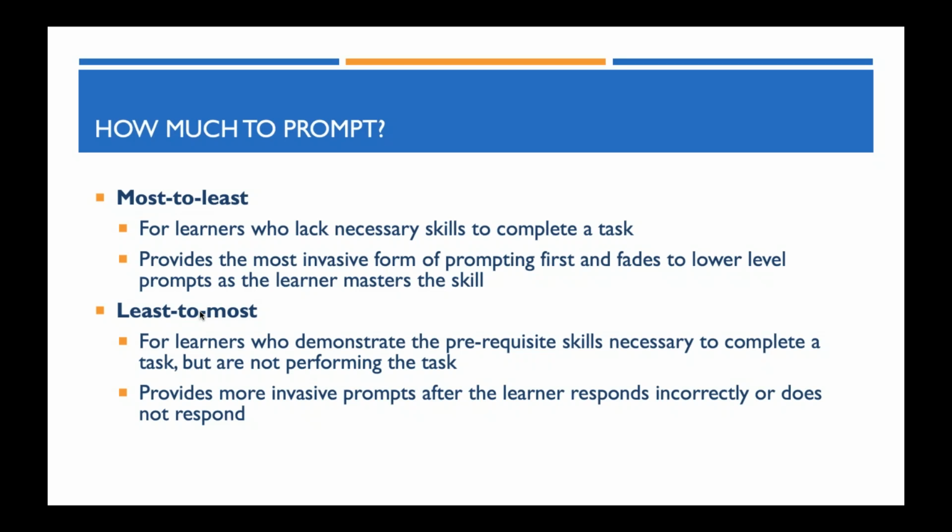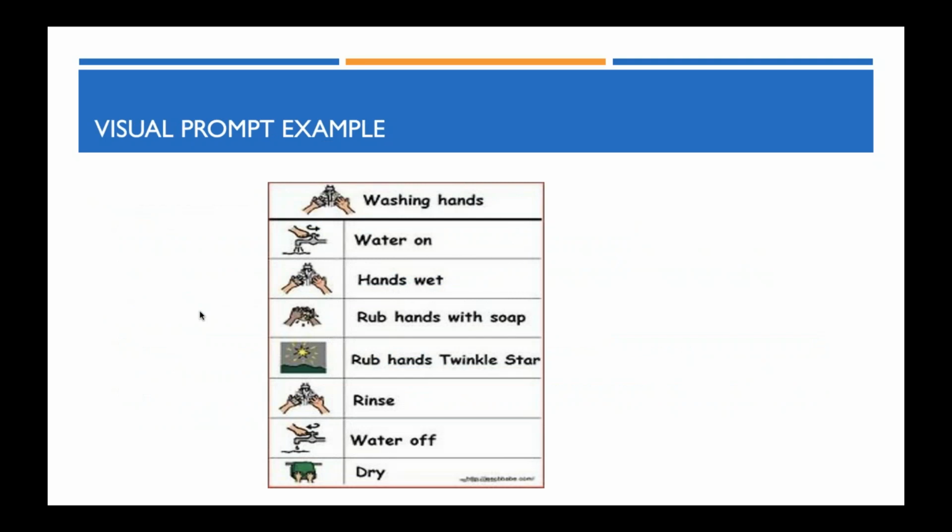You can also think about how you want to pair some of the prompts together. So you can use a visual and a physical prompt initially when you're teaching a new skill. And then gradually, when you fade out your physical prompts, you can leave the visuals there for the student to be able to follow the steps independently. So this is an example of a visual prompt for hand washing.